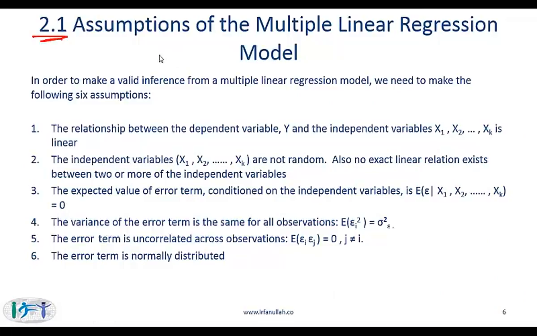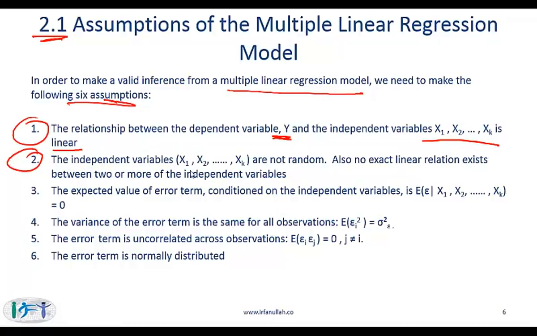We now come to section 2.1, assumptions of the multiple linear regression model. This is a fairly straightforward section. You need to learn these assumptions and they should look familiar. To a large extent, you saw these assumptions in the previous reading. In order to make a valid inference from a multiple linear regression model, we need to make the following 6 assumptions. The first one, the relationship between the dependent variable y and the independent variables is linear. What if the relationship is not linear? Then you need to do transformations as we did with our example.